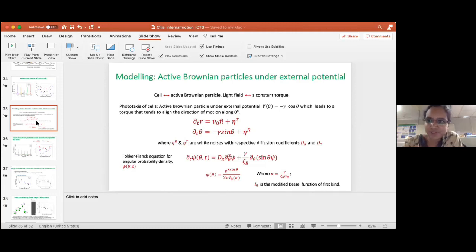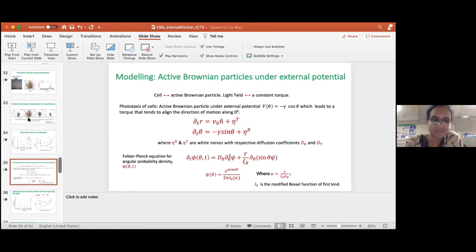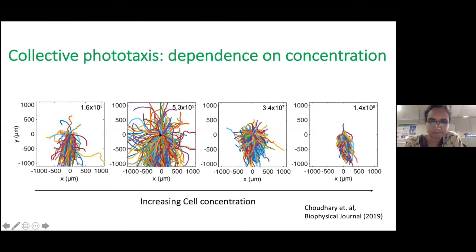Yes, we are visualizing the trajectories in real space, but we are interested in the angle itself. The theta is the direction of the motion of the cell. So when we compute the phototaxis efficiency, we are looking at the fraction of cells that are within a few degrees of the light source.